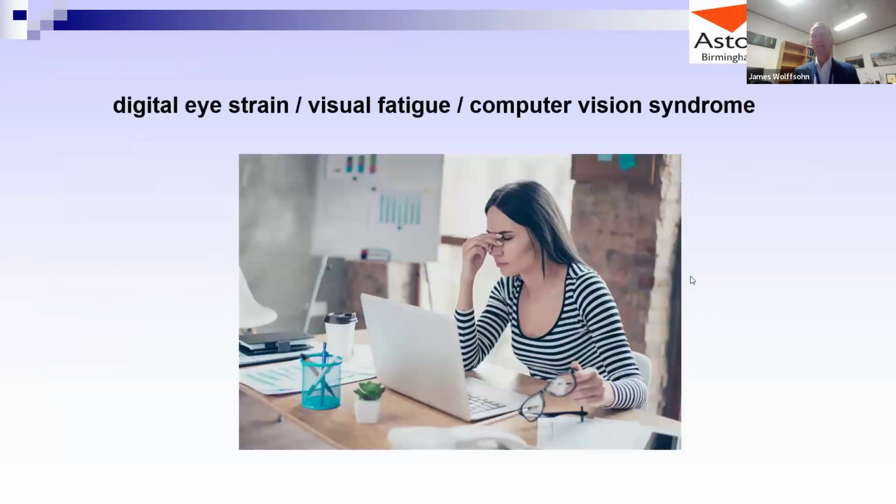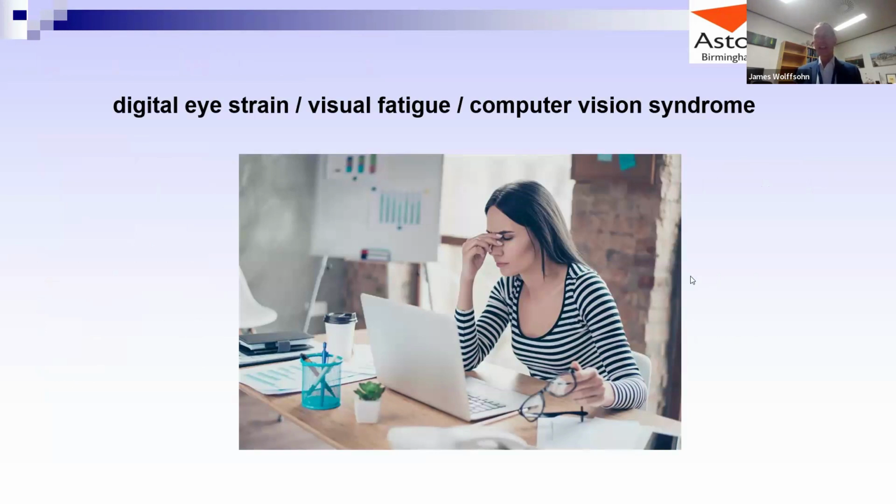Okay, so let's think first of all about digital eye strain. Some people call it visual fatigue, other people computer vision syndrome. And we'll have a think about what terminology we should be using in the report, because if we're all using different terminology, that's very confusing for the general public, but also other practitioners. So it's important we think about what terminology is most relevant, and then use that as we talk about this important topic.